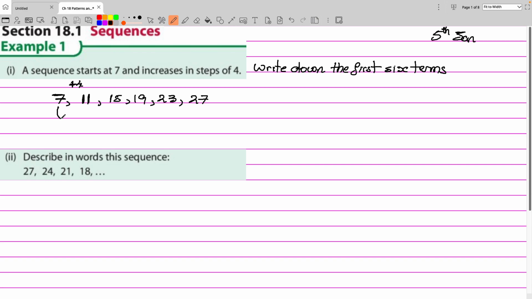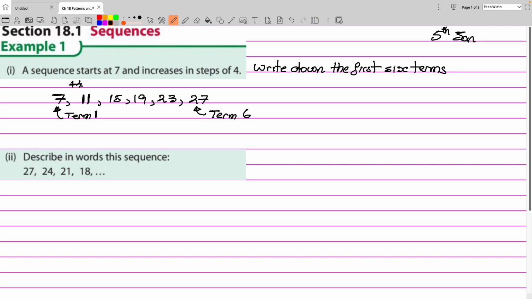Now, this thing here is called term 1. And then the one at the end, because it's the 6th term, is called term 6. So, again, I'm just trying to show you the sort of work that you might get when you are doing higher level, because this is too simple.